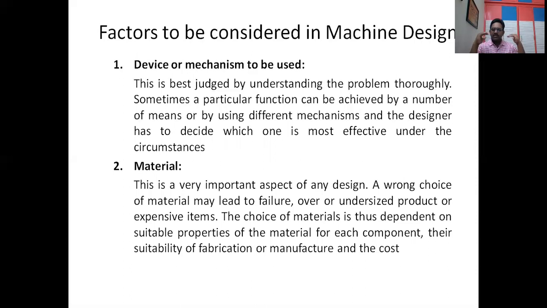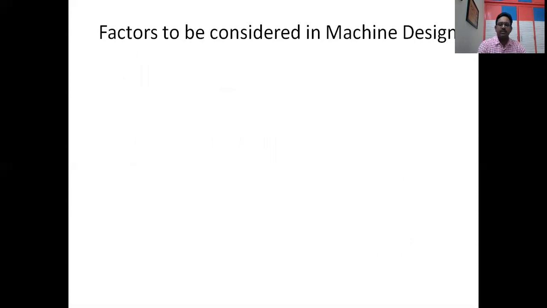The choice of material thus depends on the suitability of the properties of the material for each component, their suitability for manufacturing, and the cost. When we choose a material, it depends on whether the properties of that material are suitable for the components that we use, whether they are suitable for fabrication, that means machinability, or what is the cost of that material. All these things matter when we design. So material is a big factor to be considered in machines.